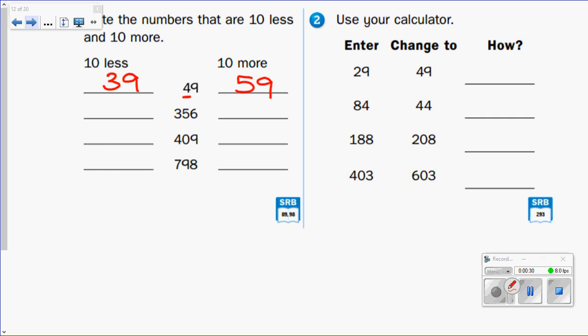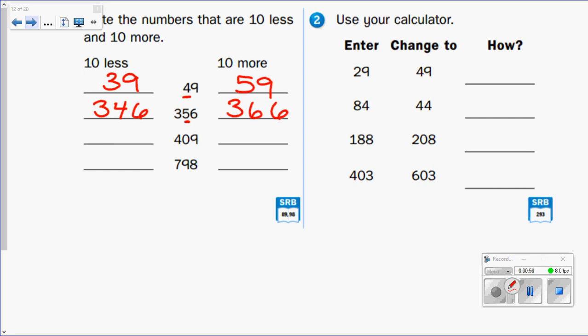Okay. On 356, remember we're just looking at the 10 more, 10 less, so that would be in the 10's place value, so the hundreds would not change. We're going to go 1 less, so that would be 4, and the ones do not change. 10 more, the hundreds doesn't change. We're going to go up 1 in the 10's, and the ones do not change.